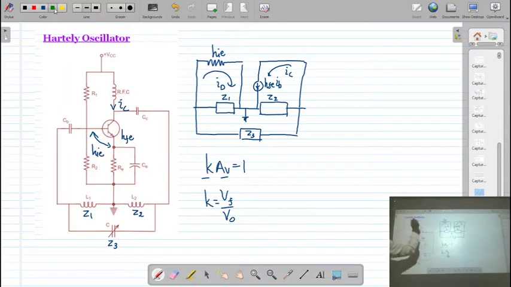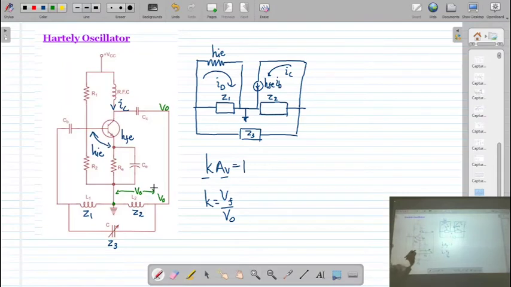The output voltage is at this point, and we measure the output voltage with respect to ground. So this is the output voltage of your amplifier circuit. Where is the feedback voltage? Whatever voltage is going to be induced in the inductor.